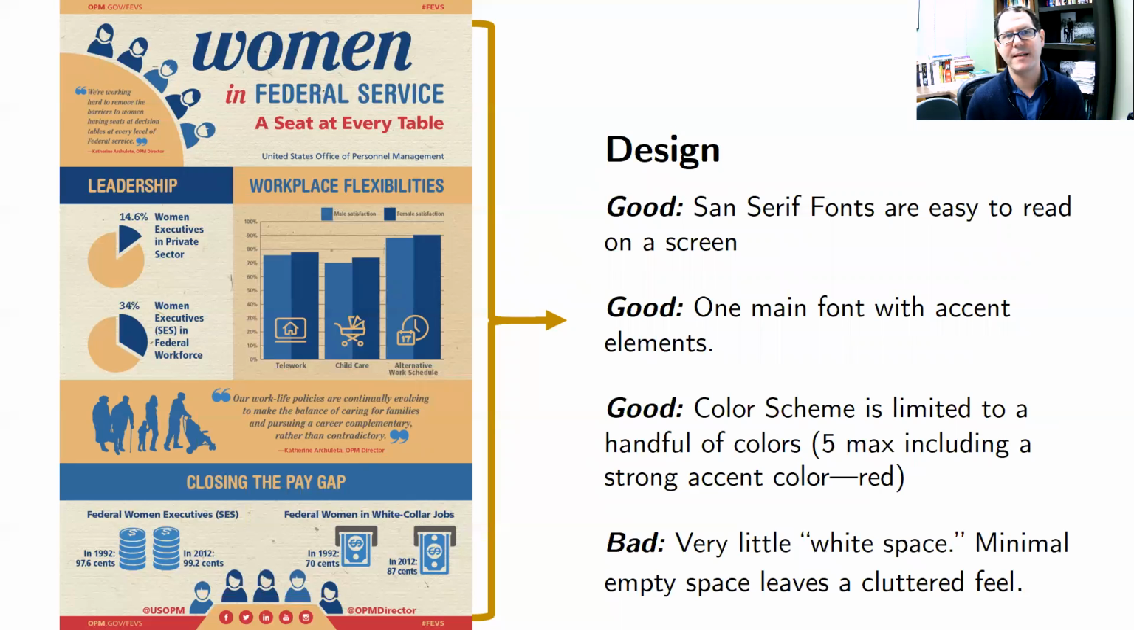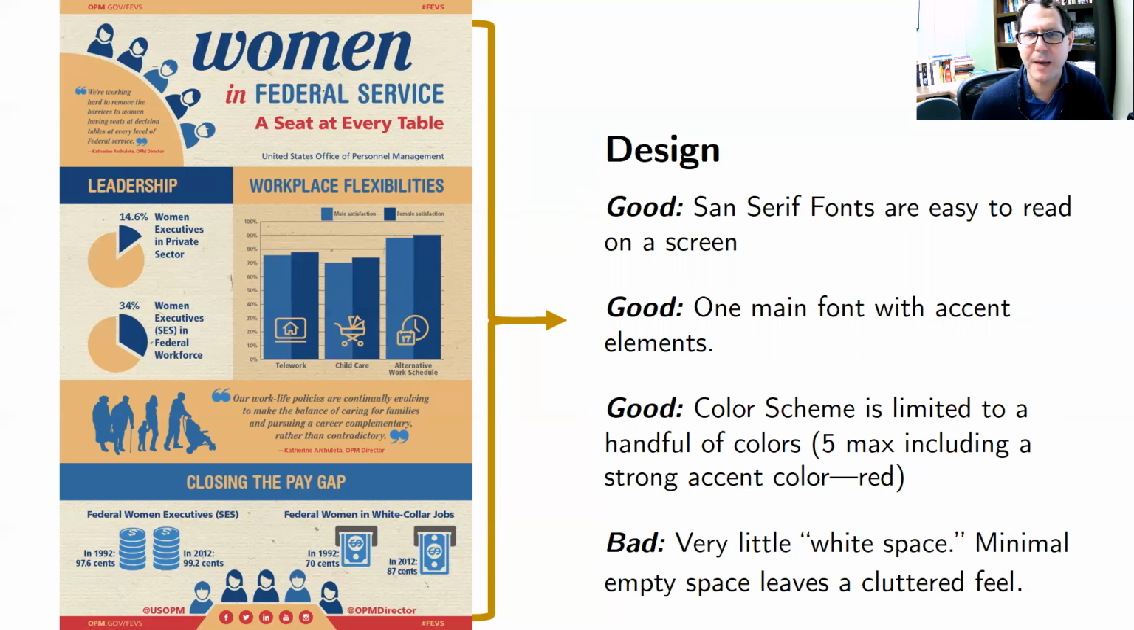Okay, in general, I think the design of this is pretty good. We've got a bunch of sans serif fonts throughout, which is good for electronic reading. There is one main font, but then there's some accent elements. So you get this main sans serif font, but at times it's made italicized. Sometimes it's all caps, and sometimes it's normal sentence case. The color scheme, I'm not a huge fan of the colors, but for the most part, it works. It's not, you know, a rainbow. There's a handful of colors. There's a strong accent color.